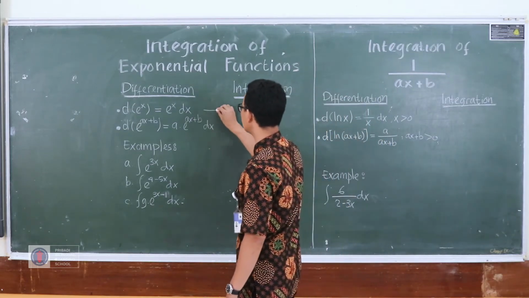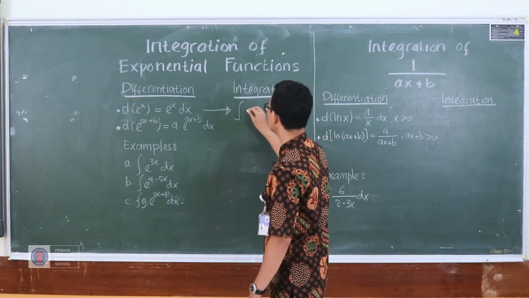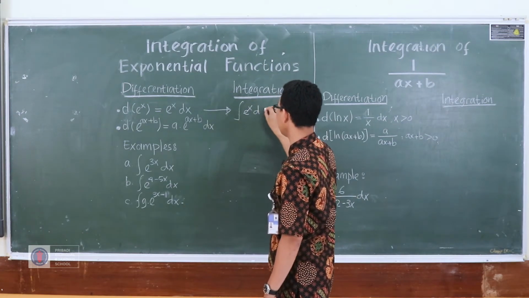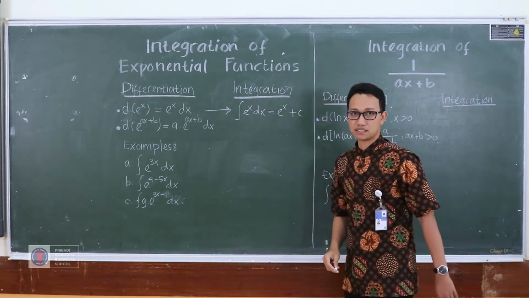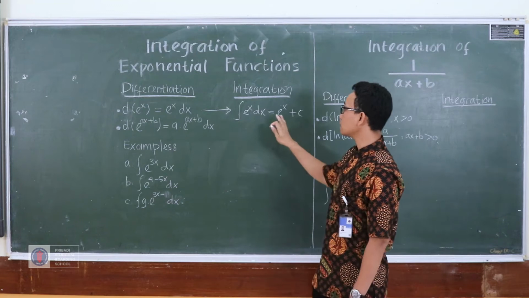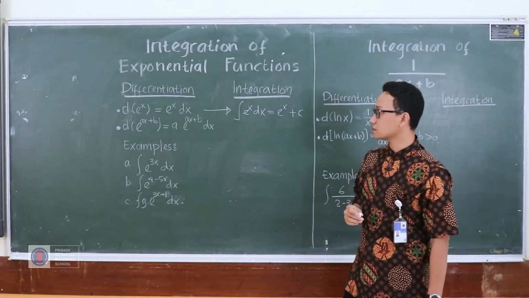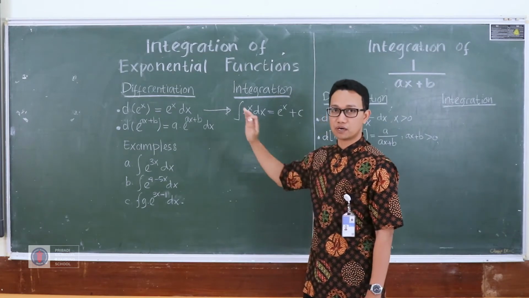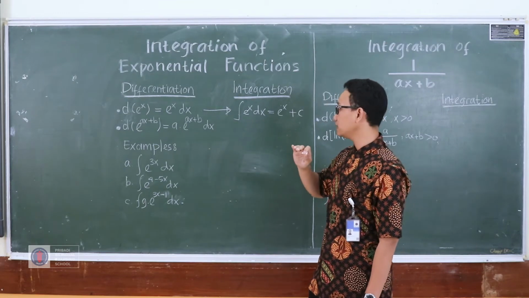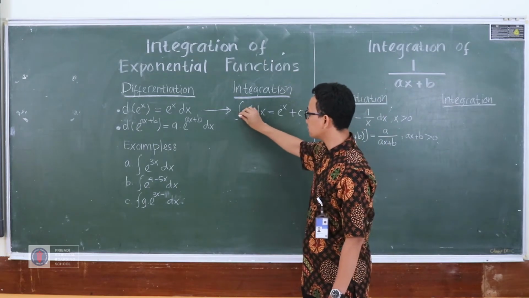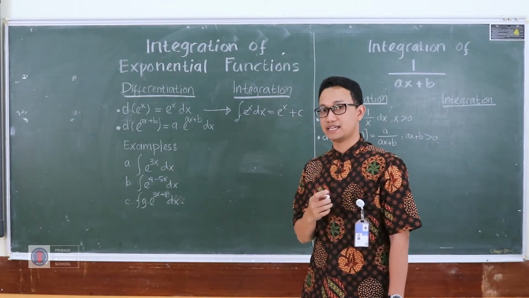So if we write to find the integrals, it will be the integral of e to the x dx equals e to the x plus c. Right? Because you know that integration is just antiderivative, right? So if you can find the derivative of a function, meaning you can find also its integral, right? So it's just simple like this to find the integration of e to the x dx.